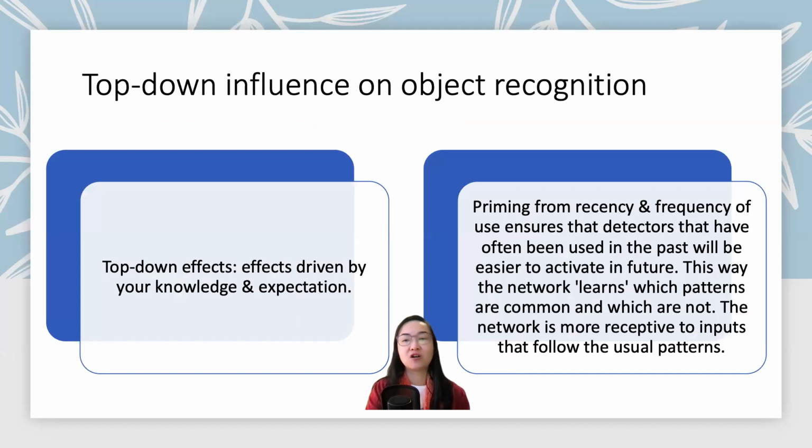Top-down influence on object recognition. Top-down effects are effects driven by your knowledge and expectation. Priming from recency and frequency of use ensures that detectors that have often been used in the past will be easier to activate in future. This way, the network learns which patterns are common and which are not. The network is more receptive to inputs that follow the usual patterns.